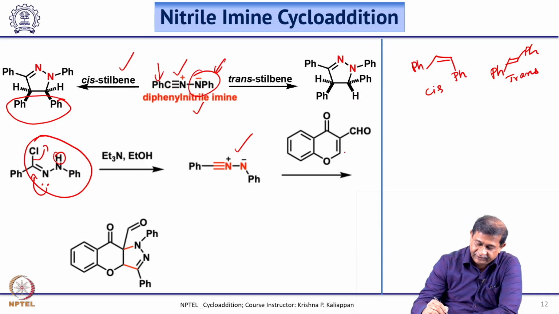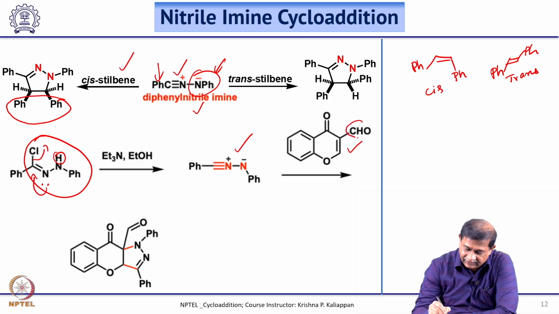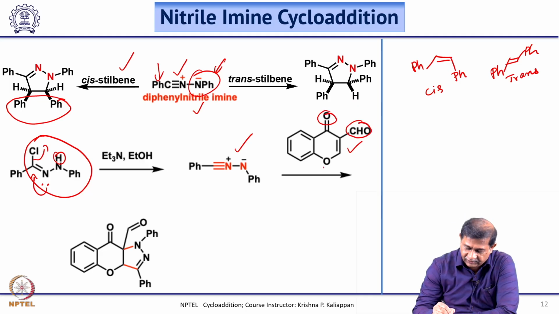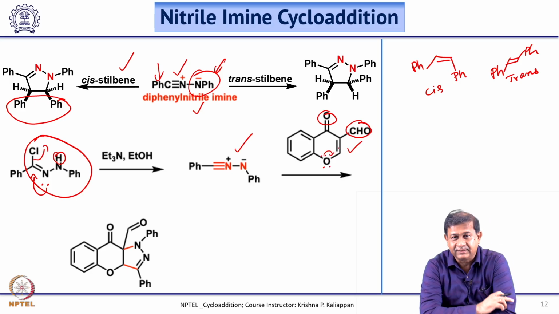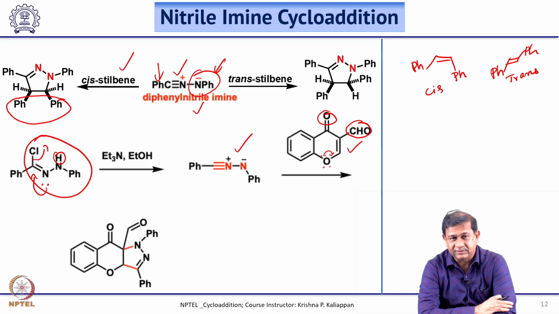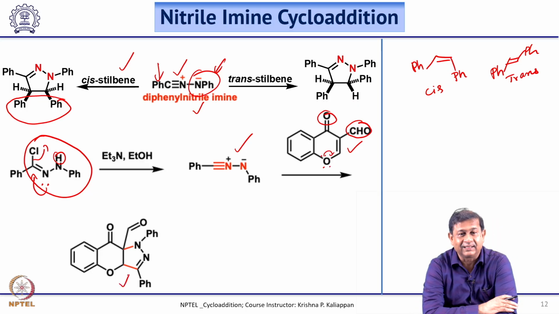For example, if this is done with this alpha,beta-unsaturated ketone, here, interestingly, it has an aldehyde, it has a ketone, and more importantly, you can also see there is an oxygen which can use this lone pair. So it's like a push-pull system. And when this undergoes a 1,3-dipolar cycloaddition reaction, then you get this tricyclic compound.